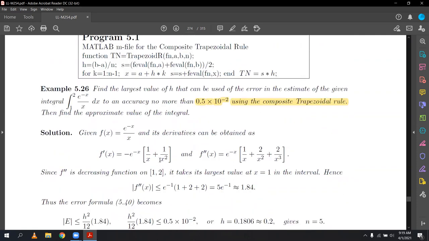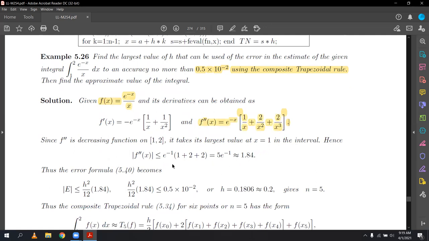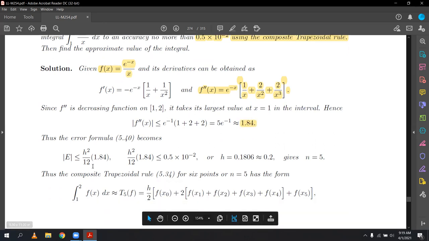So first you use the error formula. We know the error formula is what? The second derivative of the function. This is your function, and you have to find the second derivative of the function, which will be this one. And then you find the maximum value of the second derivative of the function inside the interval 1 and 2. You will get 1.84. Now you use the formula. This is the error formula.